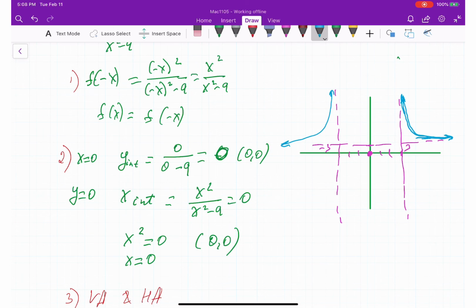And the other part, the x squared, it's going to run like this. Okay, and that's how the graph is going to look.